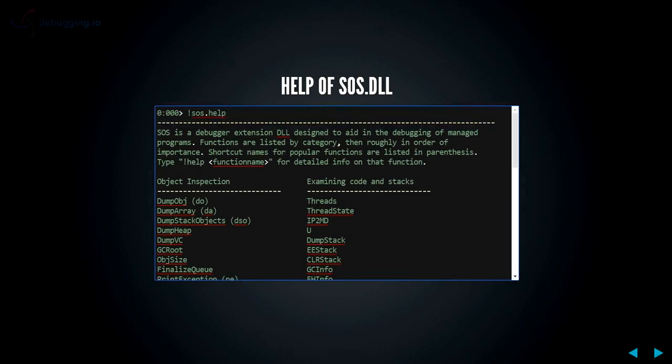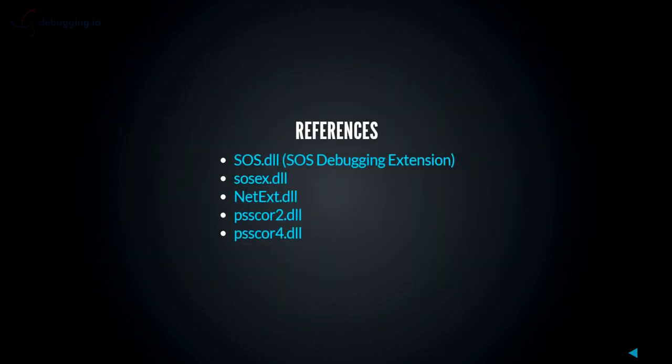So that's about debugger extensions. I have given the references in the slide deck. Please go and download these extensions and put them in your WinDBG folder. That's all. Please go to the next video to understand the different commands available in these extensions and how to use them. Thank you.